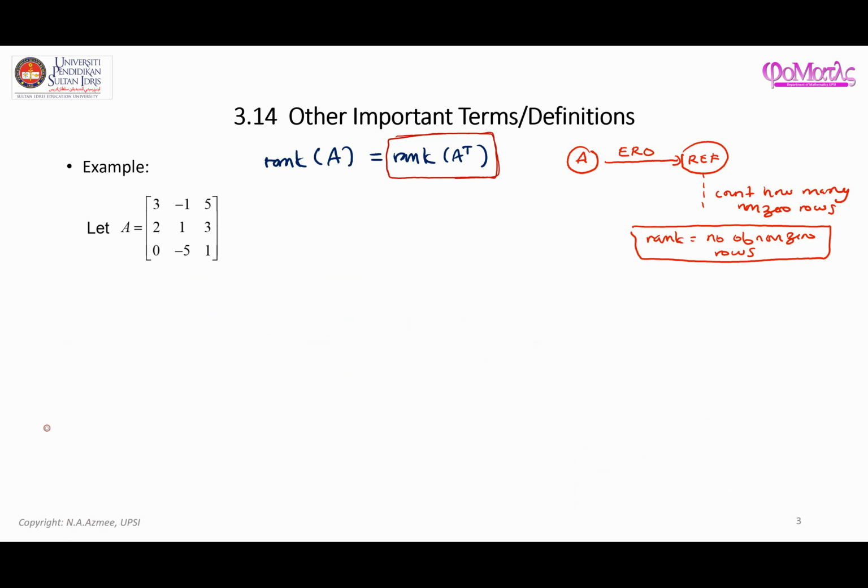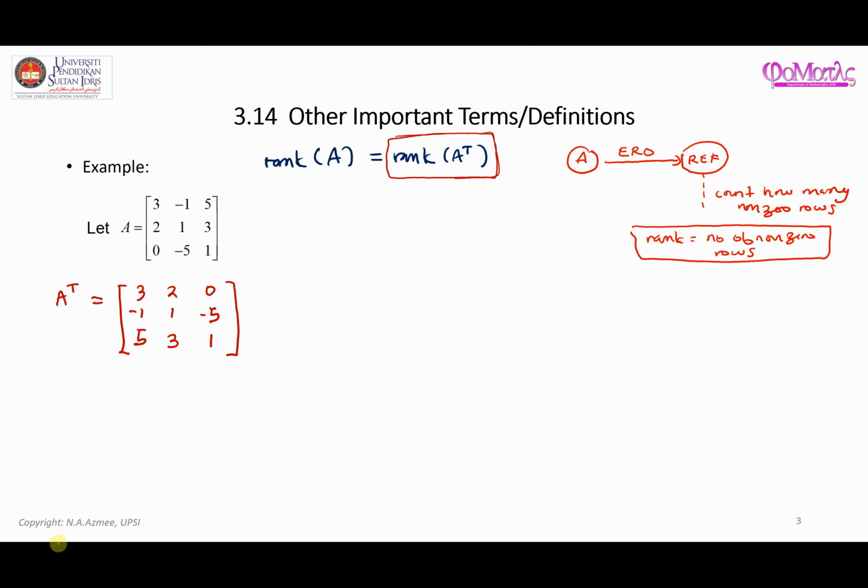Okay, so we're going to start off with considering what is A transpose. So A transpose is equal to 3, -1, 5, 2, 1, 3, 0, -5, and 1. So this is our A transpose. And again, we are going to consider the elementary row operations, and then we are going to reduce it to a simplest matrix, the row echelon form.